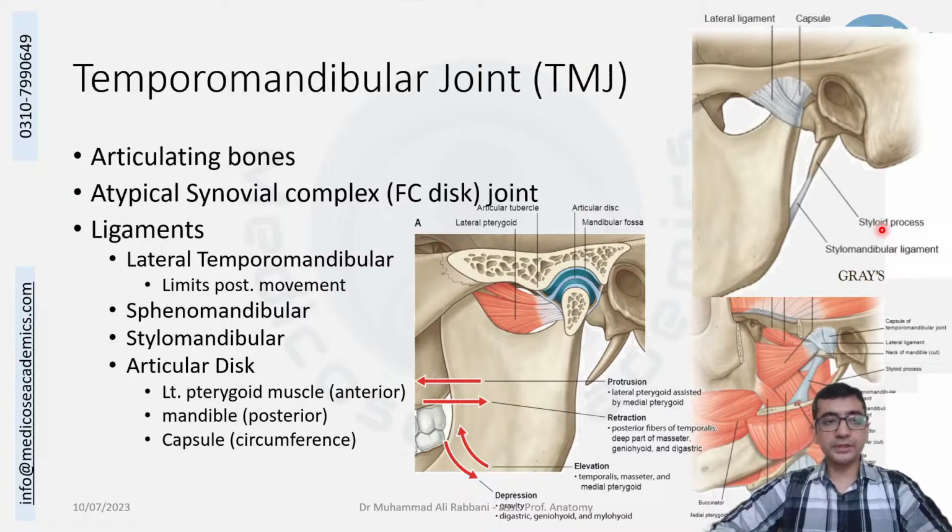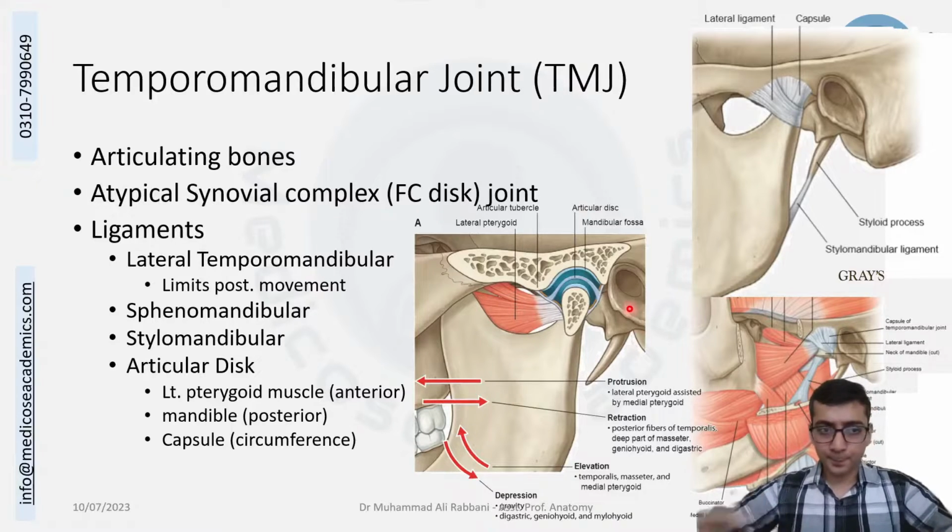Let's move to the next topic, that is temporomandibular joint. Temporomandibular joint is the one between these two bones, temporal bone and the mandibular bone. The articular surface is basically the condylar process, the head of the mandible, and the mandibular fossa of the temporal bone. So these two bones are making the temporomandibular joint.